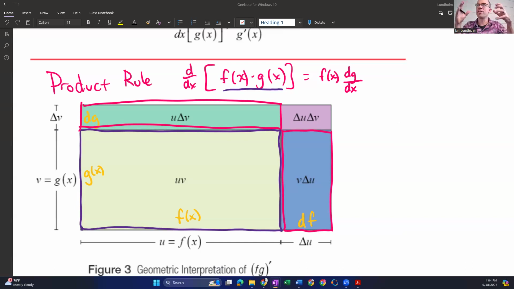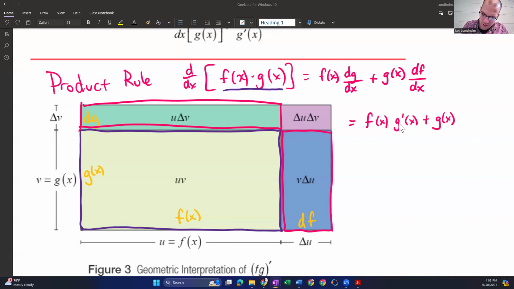Trust me on that for right now. Hopefully you'll see it again in the video and it'll make sense. For the blue rectangle, one of the dimensions is g of x, and the other dimension is df. But again, we're interested in the rate of change of this rectangle with respect to x, and so I'm going to write an over dx there as well. If we wanted to shorten this, what we've got is f of x times g prime of x plus g of x times f prime of x. And addition's commutative, so if you see it flip-flop the other way, it's completely fine.